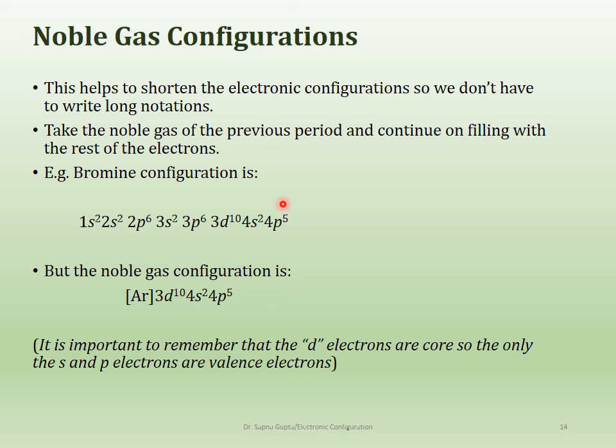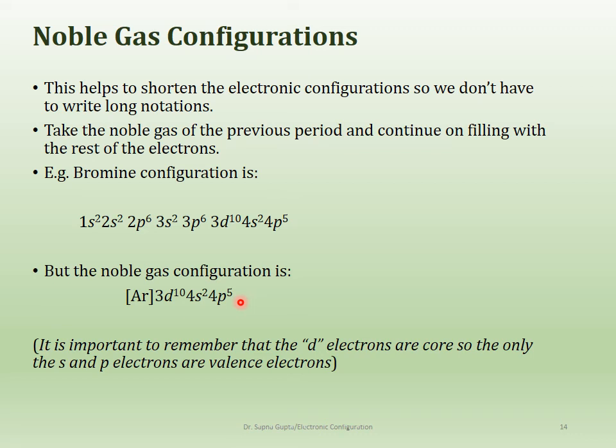So what we do in that case is we look at the noble gas just before the element. Here is an example for bromine. In the case of bromine, you have 35 electrons, and the noble gas coming after bromine is krypton. So you can't use krypton. You look at the noble gas before bromine, and that is argon. Then you write argon and then the rest of the electrons after argon.